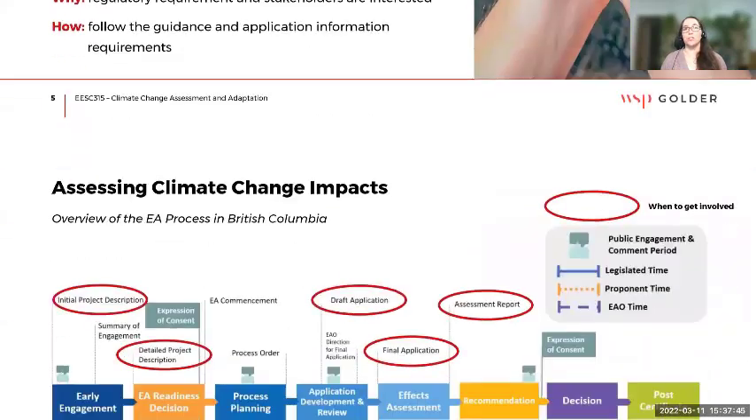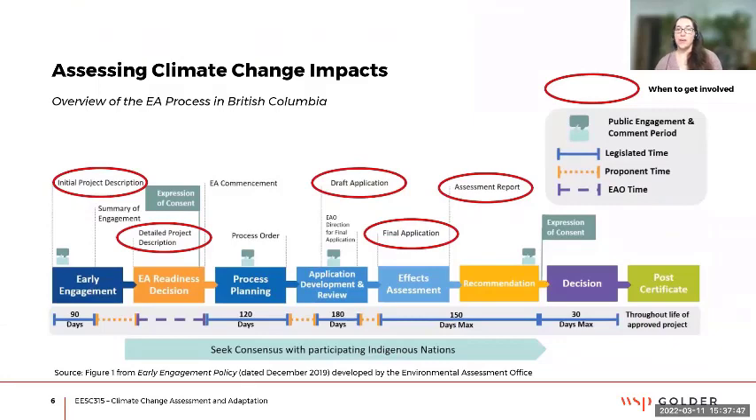But what I wanted to do was grab one of the graphics from the BC policy and just show you with these red circles, where do we slot into the process? So we come in at the very beginning. Climate change is one of the disciplines that you can kick off very early on as part of your initial project description and your detailed project description. And then we come in with everyone else as part of the draft application, final application, and assessment report.